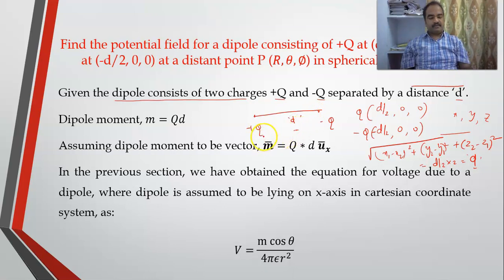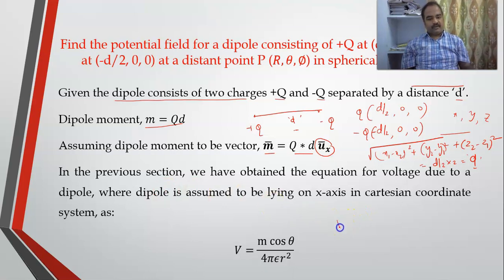So what is the dipole moment of this one? Dipole moment m is equal to q into d. And if you want to take it as a vector, m bar is equal to q into d into unit vector along the x-axis.